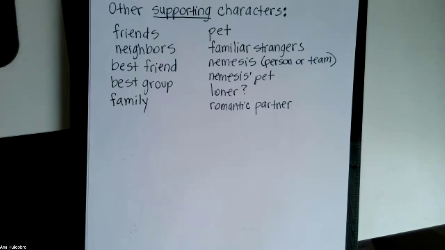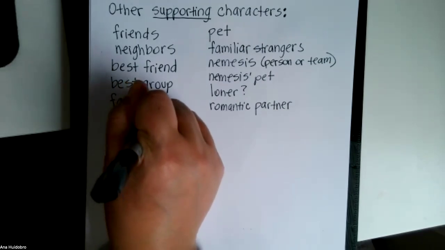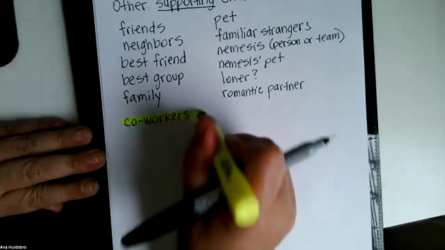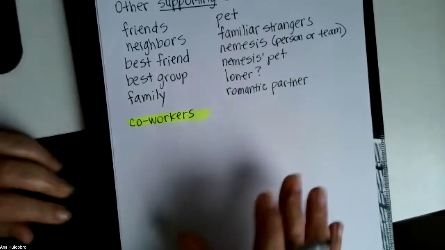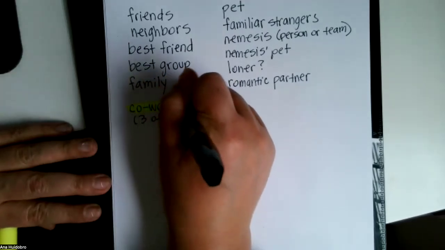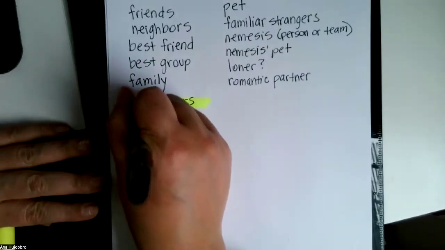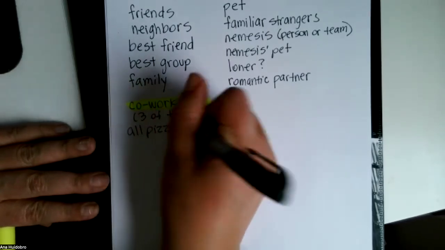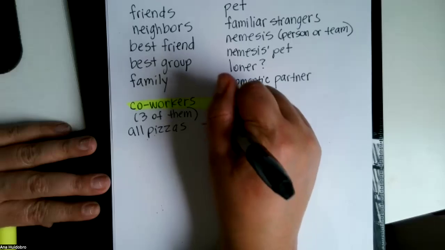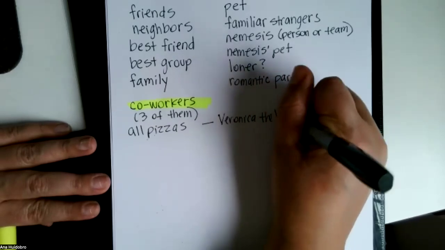All right. Okay, so for me, the supporting characters actually are not on my list. I'm going to make them coworkers. They all work at his pizza place. And they're going to be all good friends. I think there's going to be three of them. I think they're all going to be pizzas for mine. One is going to be Veronica the vegetable pizza, or the vegetarian pizza.